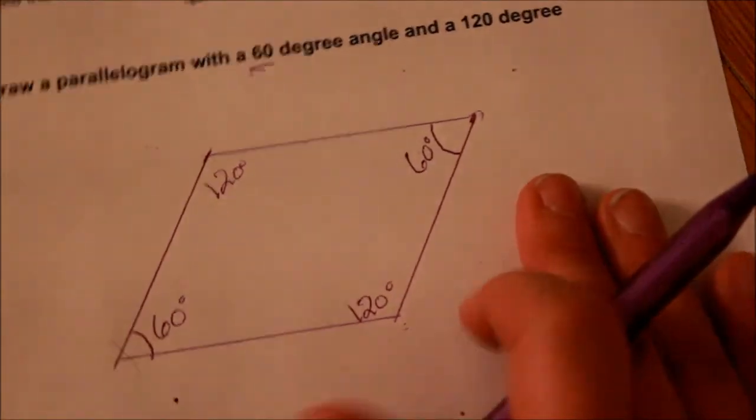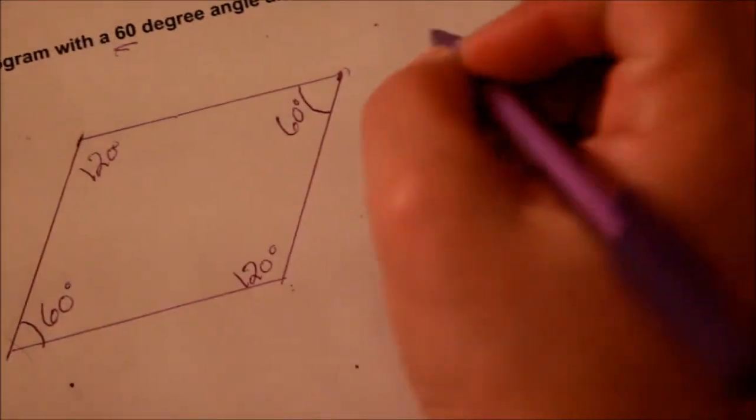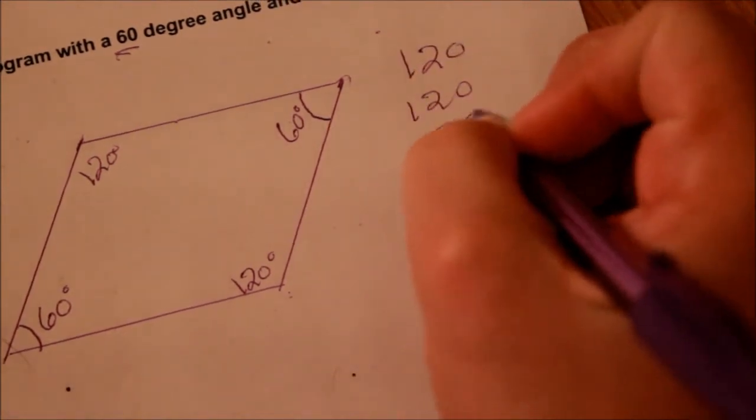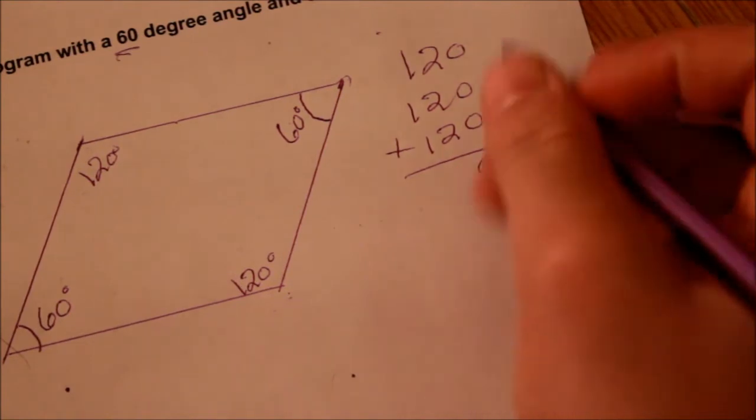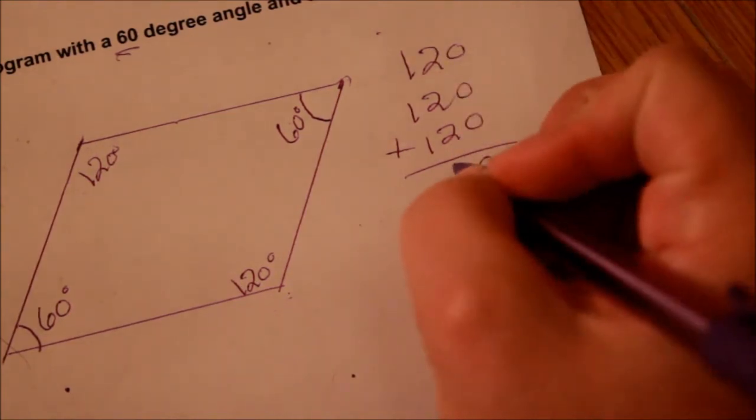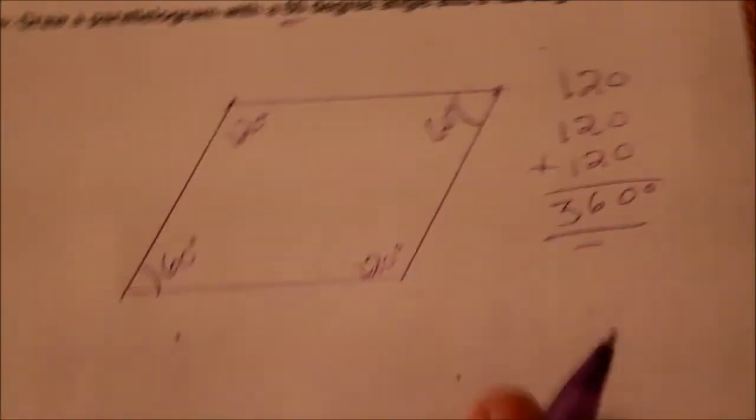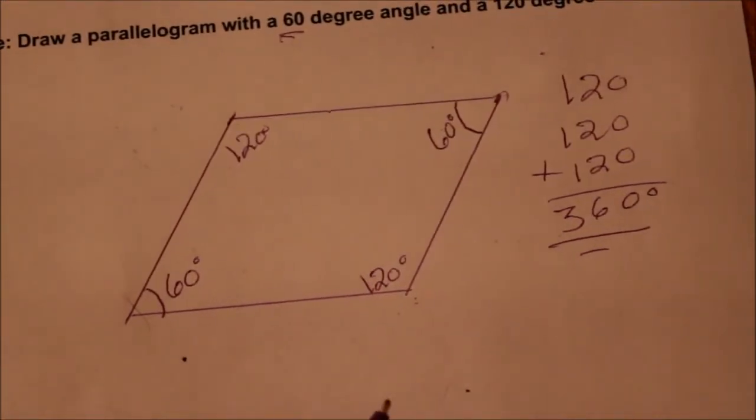Now I'm going to add these together. I know 60 plus 60 is 120. So I'm going to do 120, 120, and 120. 2, 4, 6. 1, 2, 3. I get 360 degrees. My parallelogram equals 360 degrees.